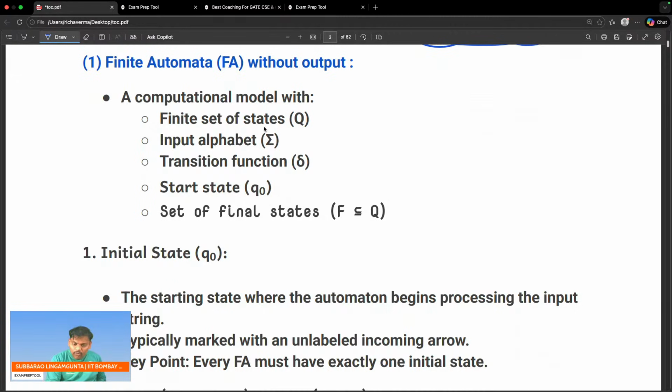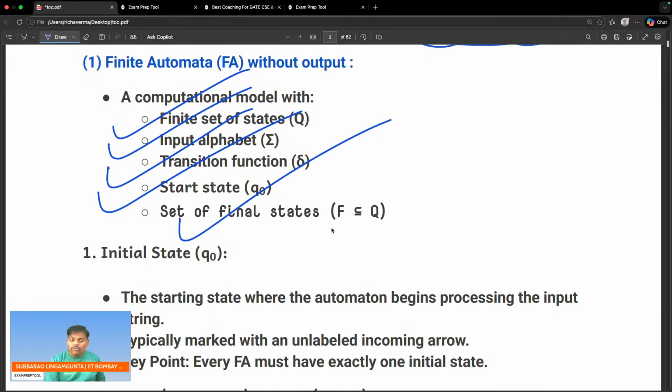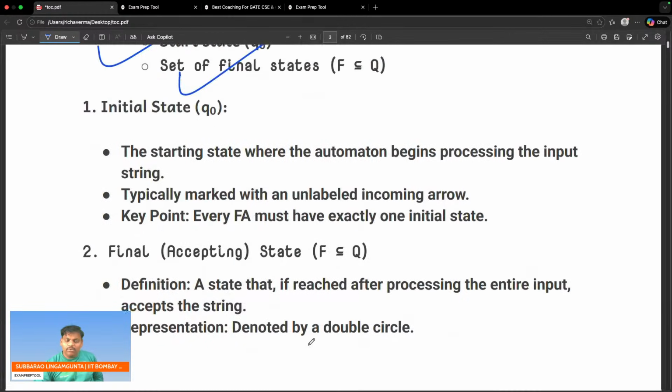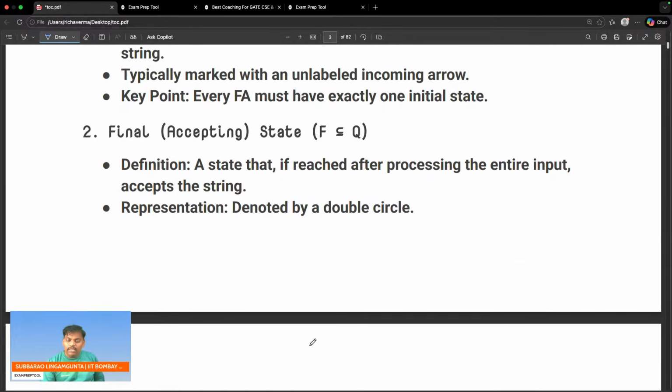If you observe finite automata without output, I think all parameters are there. What is a finite automaton? A finite set of states, an input alphabet sigma, a transition function delta, a starting state Q0, and a set of final states F, which is a subset of Q. Remember, the final states F is a subset of Q.